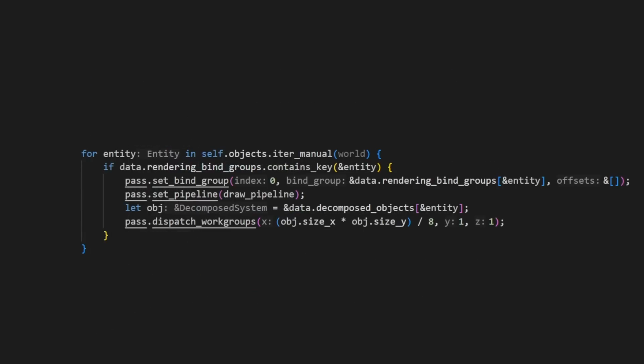Then, when it finally comes time to dispatch our rendering pass, we can iterate through all of the entities with a destructible component attached to them. Then we can find the associated rendering bind group with the entity, and given that each of our workgroups has a one-dimensional size of 8, we can calculate how many workgroups need to be dispatched per entity by just dividing the total amount of pixels in the image by 8.